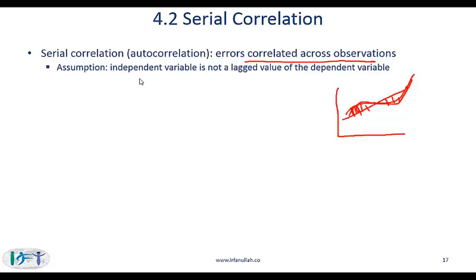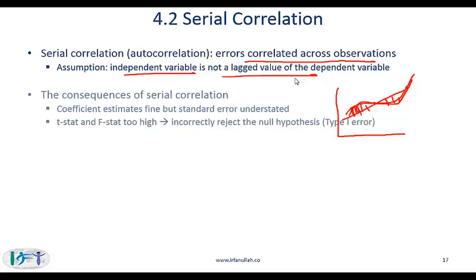In this particular reading, we assume that when we have independent variables, these independent variables are not a lagged value of the dependent variable. This will happen in the next reading, which is time series, where we have lagged values, but in this reading we assume that we don't have lagged values.